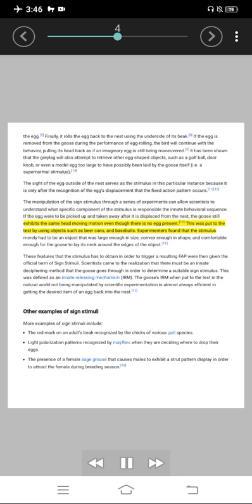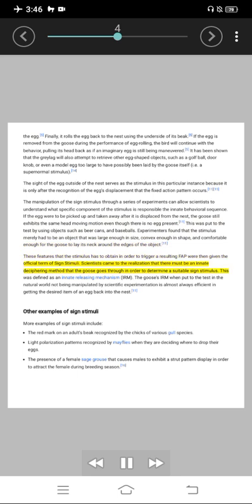This was put to the test by using objects such as beer cans and baseballs. Experimenters found that the stimulus merely had to be an object that was large enough in size, convex enough in shape, and comfortable enough for the goose to lay its neck around the edges of the object. These features that the stimulus has to obtain in order to trigger a resulting FAP were then given the official term of sign stimuli.